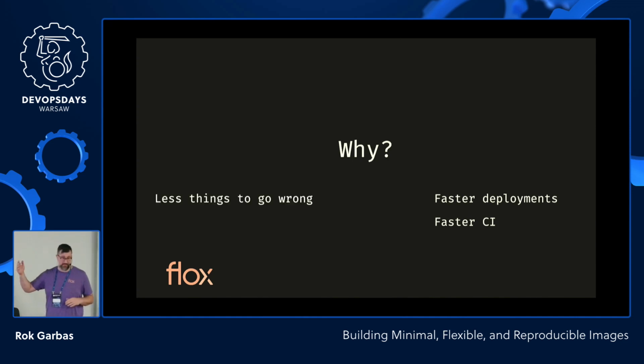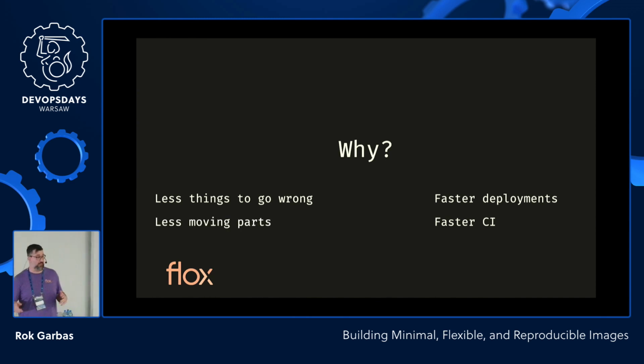Then there are just fewer things to go wrong. It's an obvious one, but until you say it, we sort of forget it. If your image is smaller, there are fewer things to be exploited, and fewer things to go wrong in production, right? And there are just fewer moving parts.